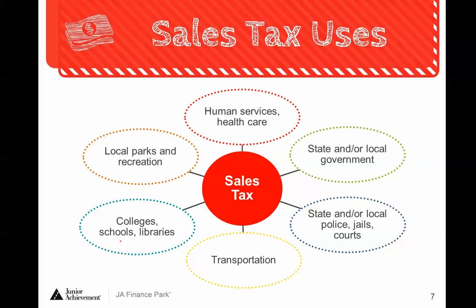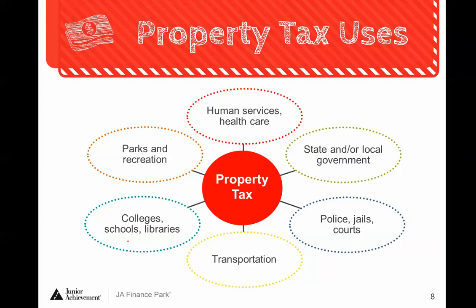So we're going to continue talking about this. We're going to move back to the sales tax discussion, and then we're going to go back to income taxes. Here are some different uses of sales tax. Sales tax covers things like human services, the state and local government, the police, jails, courts, transportation, colleges, schools, libraries, local parks and recreation. So all those are covered using the sales tax.